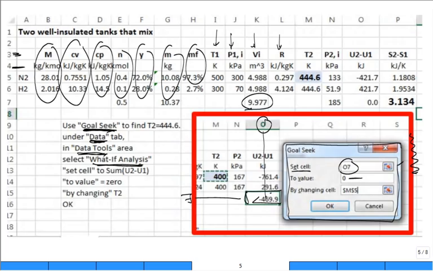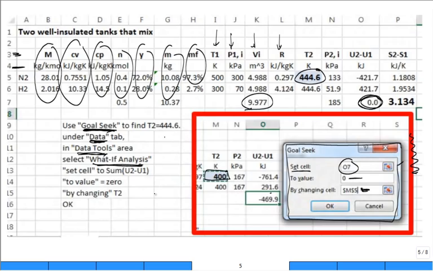You drive that cell to 0 by doing what? By changing, and then you pick a cell. And I pick this cell, M5. And what it'll do is it starts at 400, and then it'll go, okay, how about 420? How about for this, for that? And it'll iterate. It's a root finding, like Newton-Raphson. And if it works, it'll zoom in, and it often does on these simple problems. And it would drive this to 0 and make the final temperature 444.6.